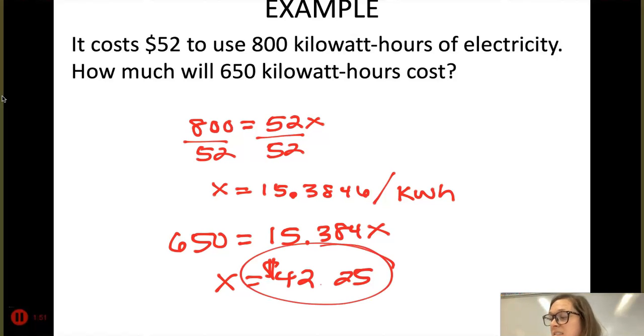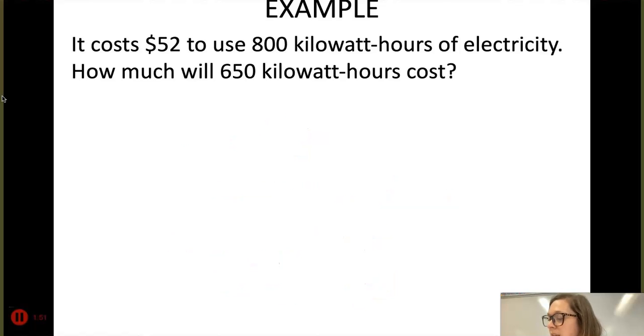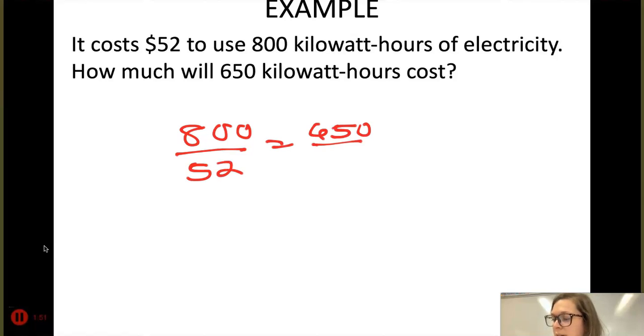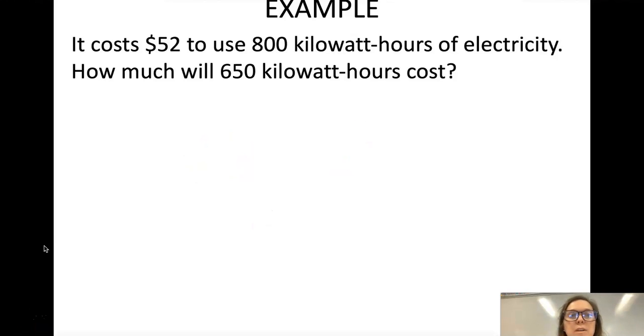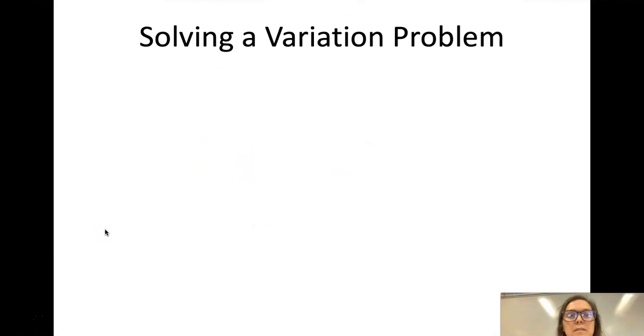Another way we could have done this, as I was reading it, I was thinking kind of proportions. So couldn't we have just done 800 over 52 is equal to 650 over x and solved for x? That would have gotten you to the 42.25 also. So maybe that would be a little bit easier. All right, see if you can try one on your own.